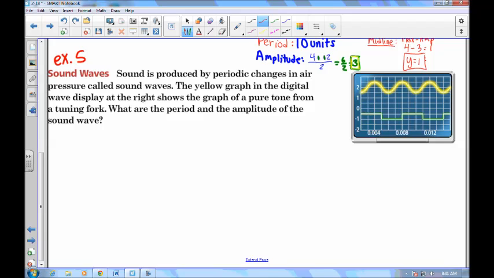Okay, the sound is produced by periodic changes in air pressure called sound waves. So when I'm speaking to you right now, what's coming out of my mouth that is invisible, we can't actually see? Sound waves. Right? So it's in a wave pattern, and then it goes into your ear. The yellow graph at the right, which is the top one, the bottom one's green. Okay, the yellow graph at the right, in the digital wave displays the graph of a pure tone from a tuning fork.